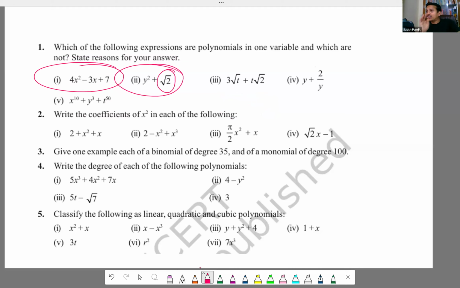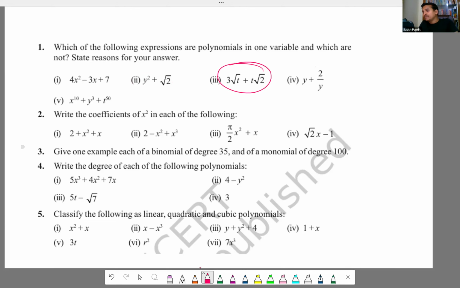Because root 2 is a constant. If root 2 is a constant, here y power 0 will come, because y power 0 is 1. Why am I not putting x power 0? Actually, I can put x power 0, but generally, whatever variable is here, x or y, we use y only here. Next. Is this a polynomial in one variable?